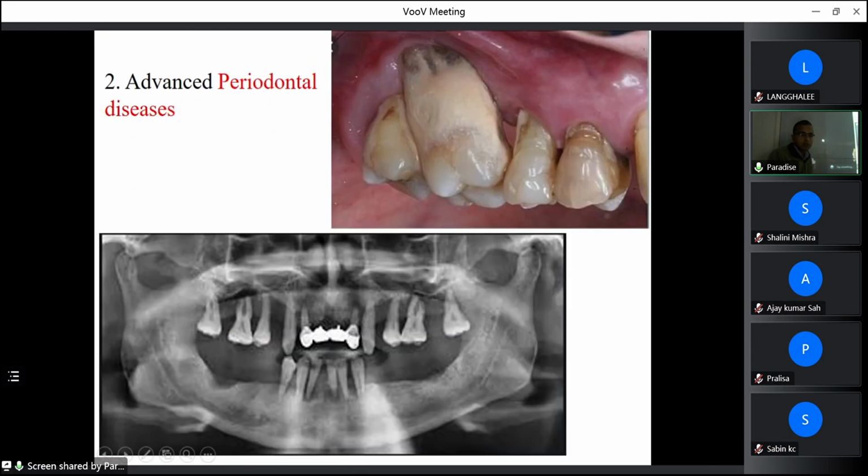Next is periodontal disease. In case of chronic generalized periodontitis, if the bone loss is severe and the tooth is grade 3 mobile, or if it is a one-wall defect, you can do a bone graft. In such cases, again, the last option is extraction.